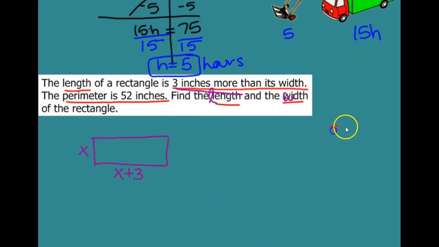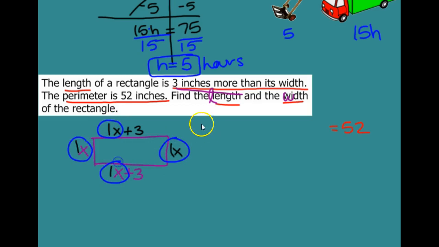Now, if they tell us the perimeter has to be equal to 52, perimeter is adding up all the sides. So if the bottom is x plus 3, the top is x plus 3. Same with the left and the right. I'm going to put 1's in front of here because these are really just 1x. So if we add up all the sides, I'm going to add up all my x's. 1 plus 1 plus 1 plus 1. That will give us 4x. And then also our 3's, 3 plus 3, just our numbers, would give us 6. 4x plus 6 has to equal 52.